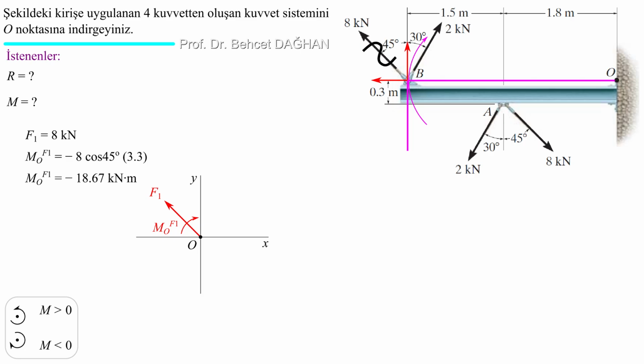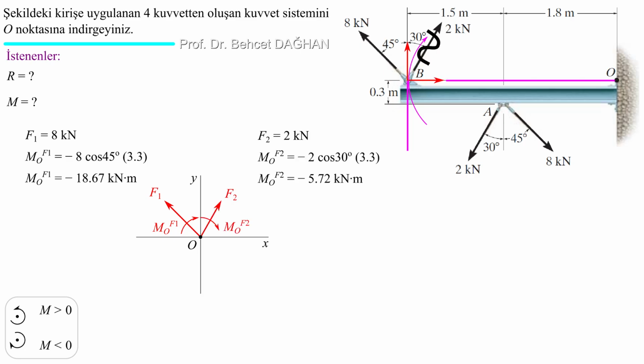Let's move on to the second force. Again, let's reduce the 2 kilonewtons force passing through point B, this time to point O. We bring the force as it is and apply it to point O. But again, we add a couple, as we always do. In order for the effect of this force not to deteriorate, for this system to have the same effect, I also use Varignon's theorem when finding the moment of the 2 kilonewtons force about point O.